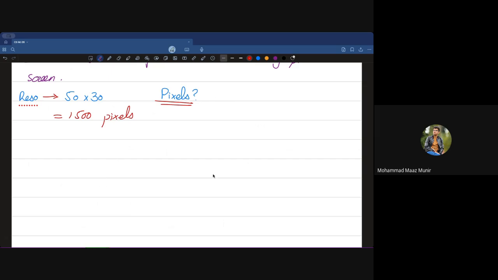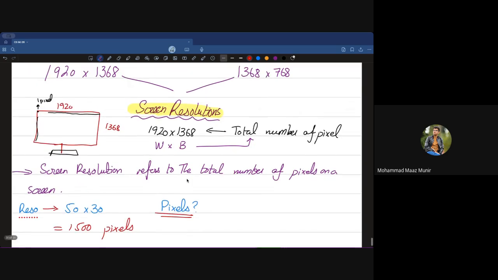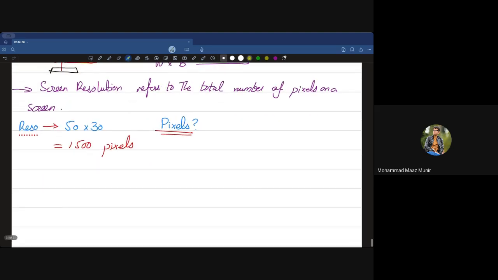But just like that, if I want to say what the total pixels in screen resolution are, it's basically the number of pixels in the x and y directions. So when I say length and width, I'm basically talking about moving in the x direction. So it's like 1920 in the x direction, and then 1368 in the y direction. When you multiply these two, you get the total screen resolution, and this is also something you should know.